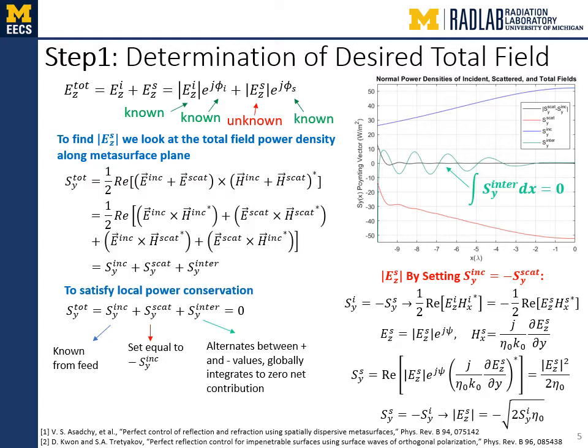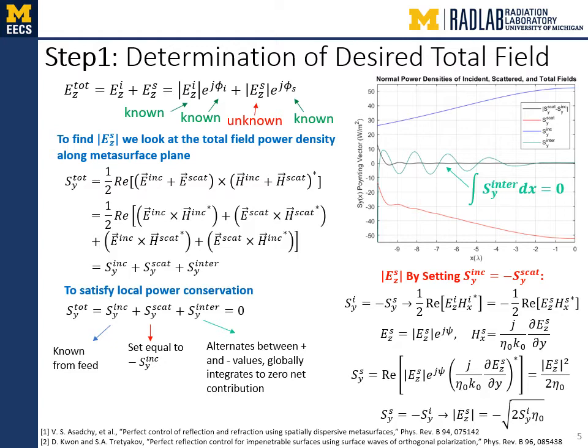The figure on the upper right shows the incident field power density in the blue curve, the scattered field power density in the red curve, and the power density associated with the interference between the incident and the scattered field in the green curve. The black curve shows the difference between the incident field power density and the scattered field power density and is equal to 0. The interference term oscillates between positive and negative values, as alluded to before, but when integrated over the metasurface plane, leads to a 0 net power.